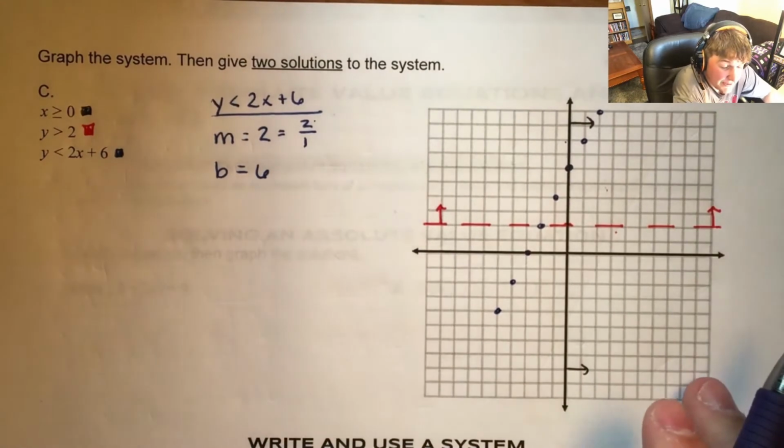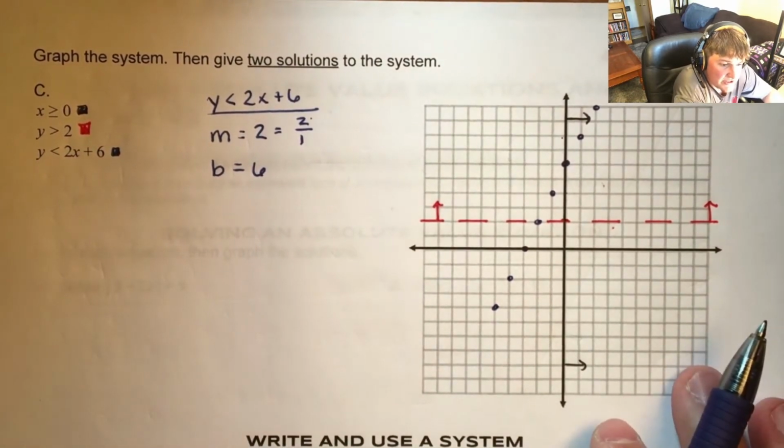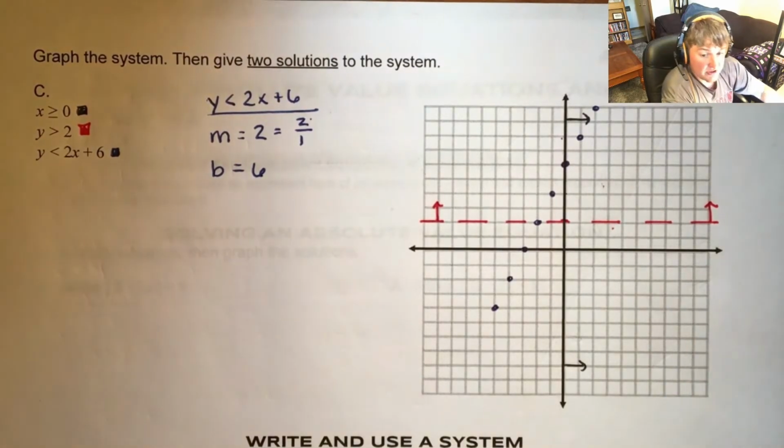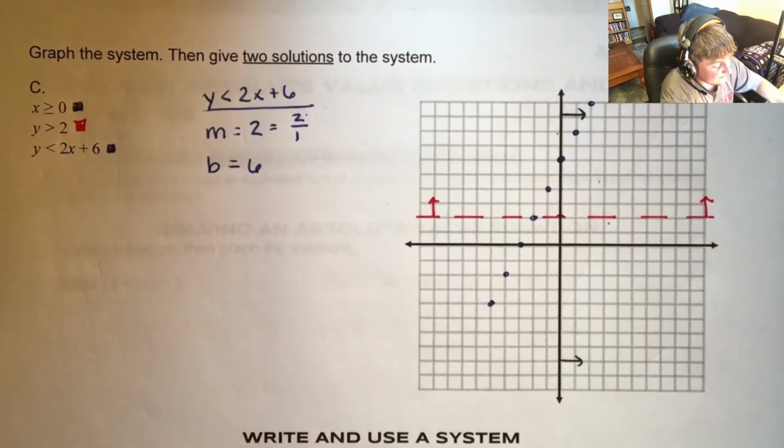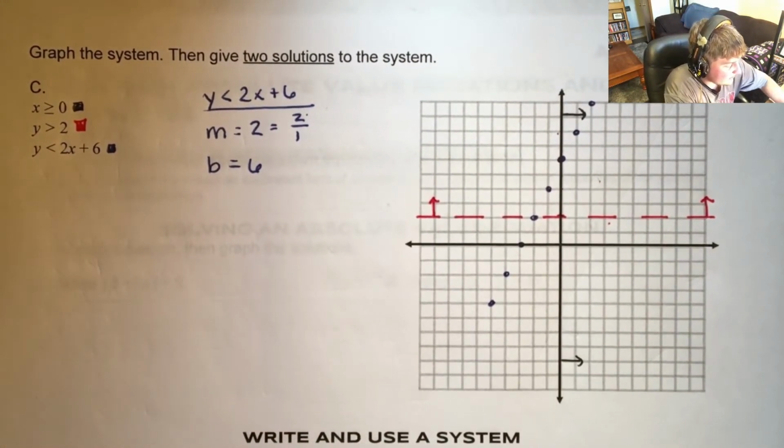Bold or dashed line? As you think about that, this one is going to be dashed because it's strictly less than. It's not less than or equal to.